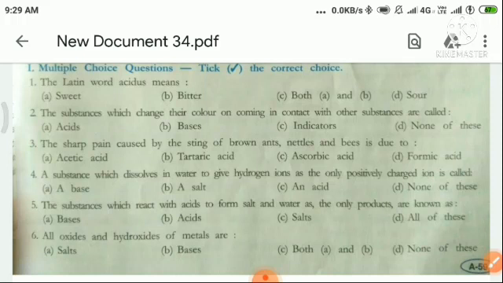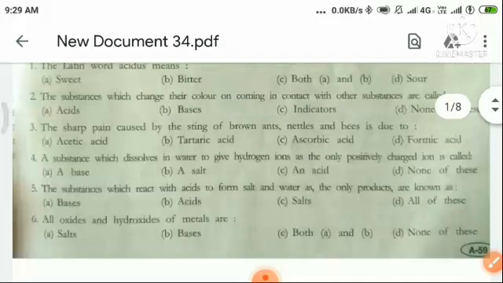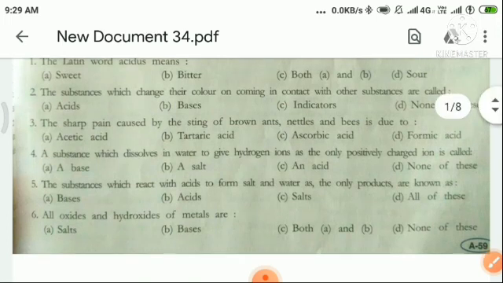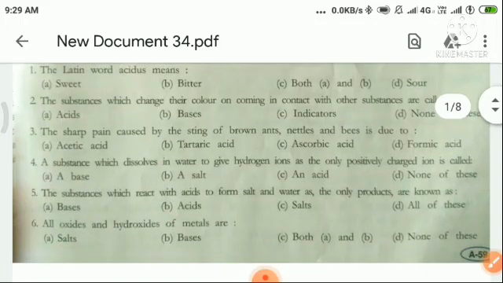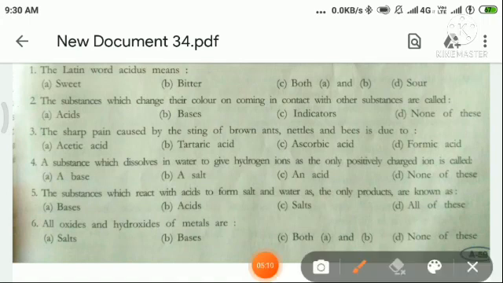Now question number 5: the substances which react with acid to form salt and water as the only products are known as what? This is a question about neutralization. In neutralization, an acid reacts with a base to form salt and water. Which substance reacts with acid to form salt and water? Yes, we all know it is bases.